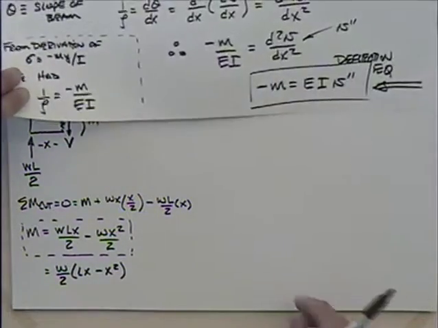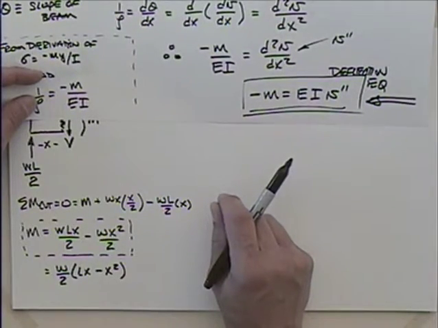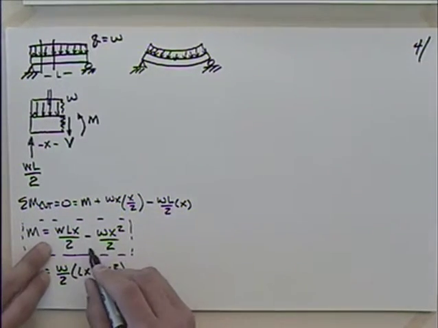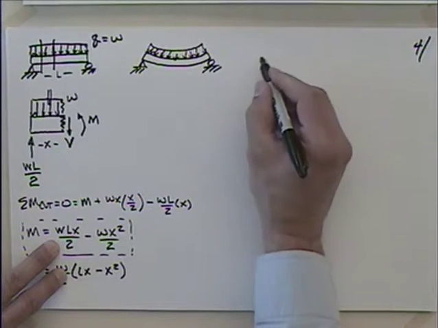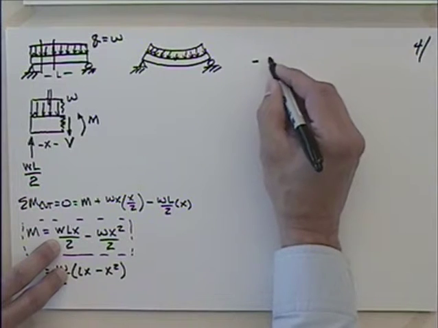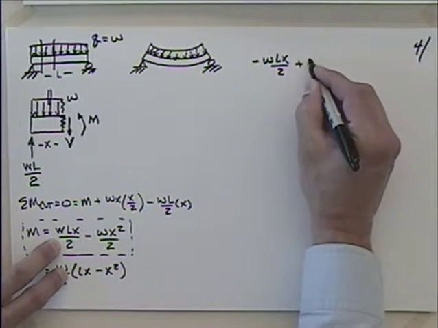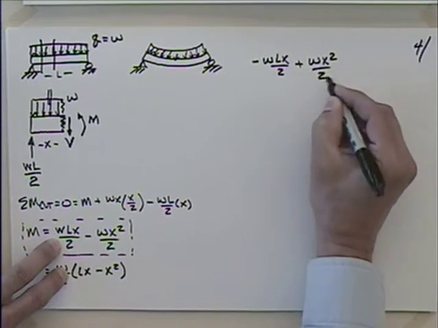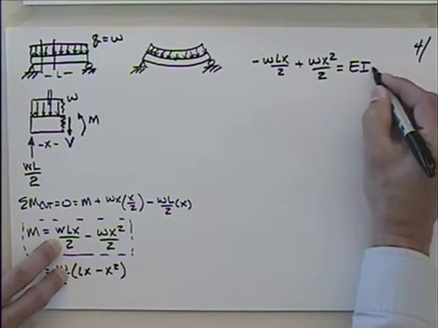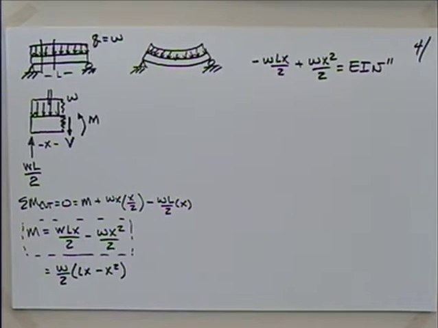So we go back to the equation that we derived, where we have minus M is equal to EI v double prime. So let's use that. If I take this moment and I put a negative sign in front of the terms, I now have minus WLx over 2 plus Wx squared over 2. So I've put that minus sign through, is equal to EI v double prime, right?